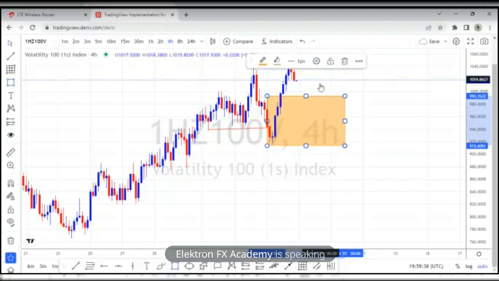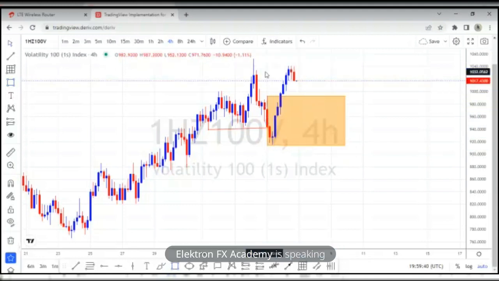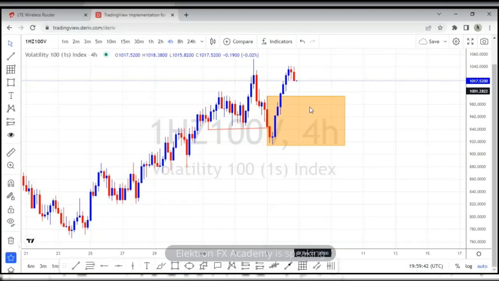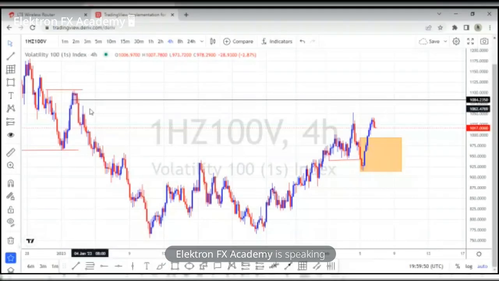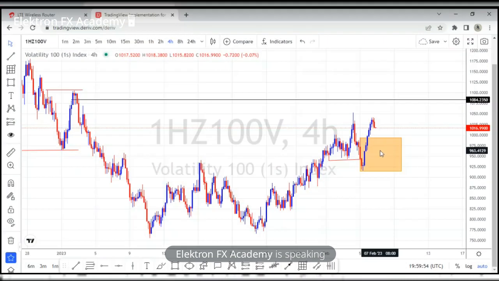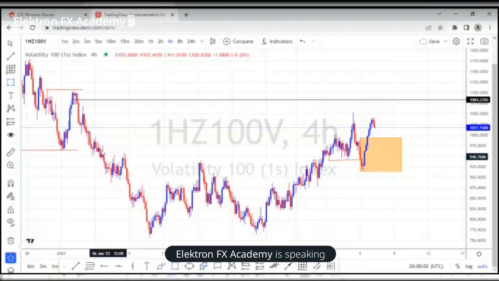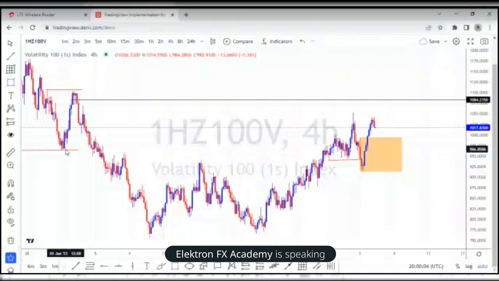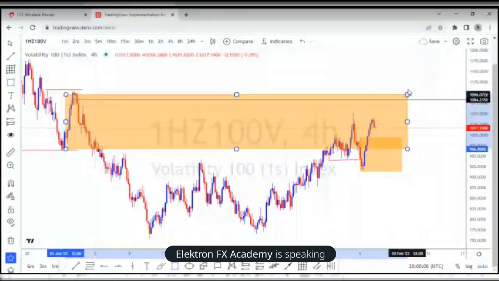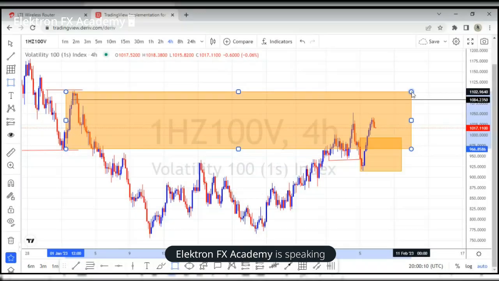Right, we have broken the previous one, and it closed above it. Okay. Let's just see. There are two possibilities now. If price fails to break, if price still chooses to not be able to break this, we might still see some shorts.